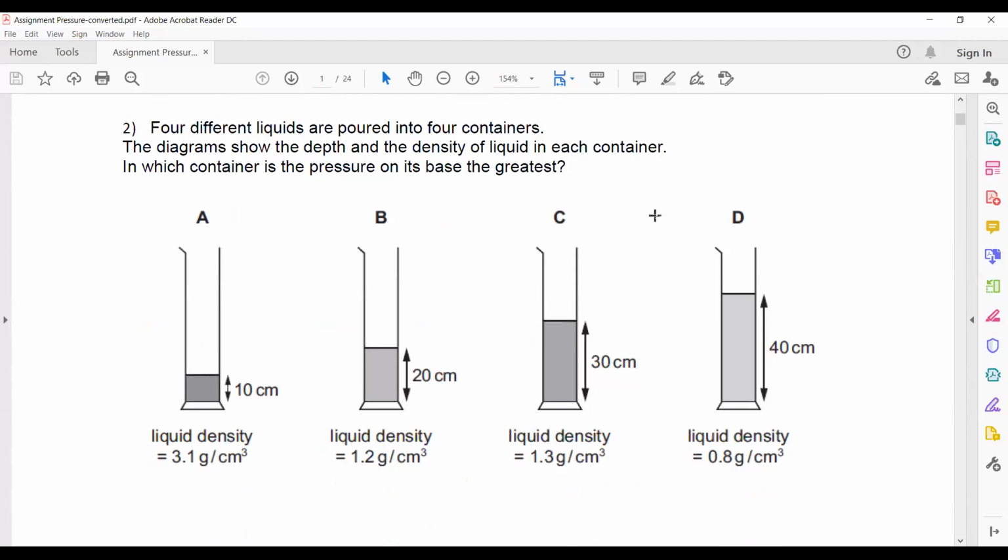In this example, 4 different liquids are poured into 4 containers. The diagram shows the depth and the density of the liquid in each container. In which container is the pressure on its base the greatest? So pressure exerted by the liquid. How to calculate this? Pressure is density times gravity times height.